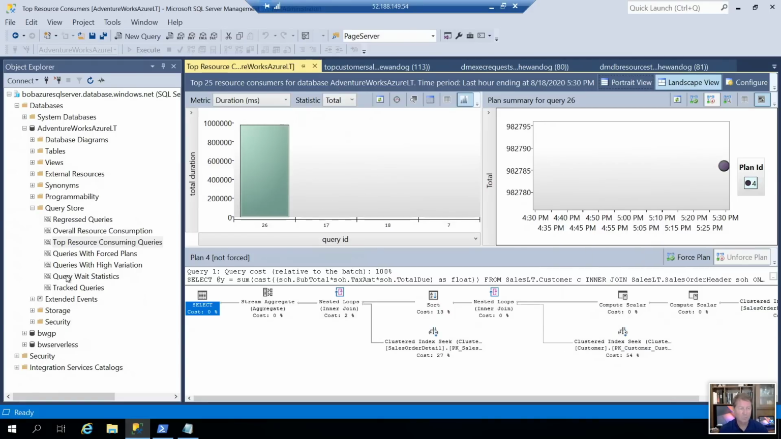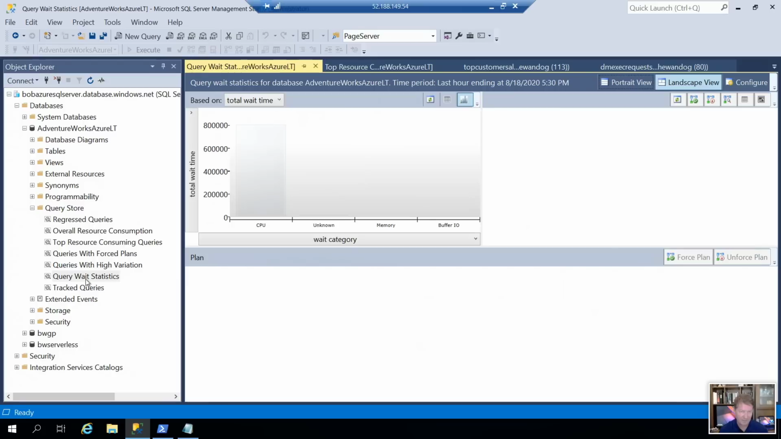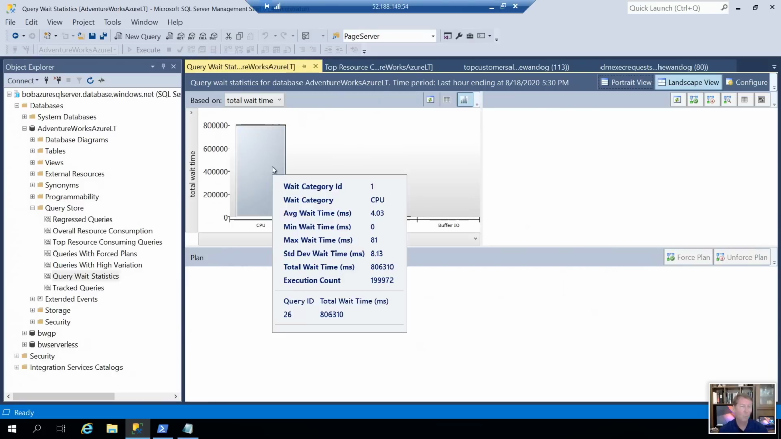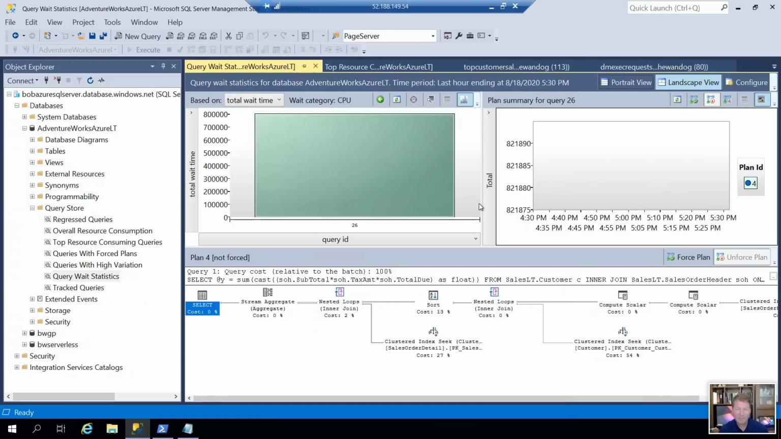So one thing I can do as well is look at query wait statistics and look at the fact that I'm waiting on CPU. Like, what the heck does that mean? That is equivalent to the SOS schedule yield wait. Now, if I look at the query that's waiting the most, it's my query.